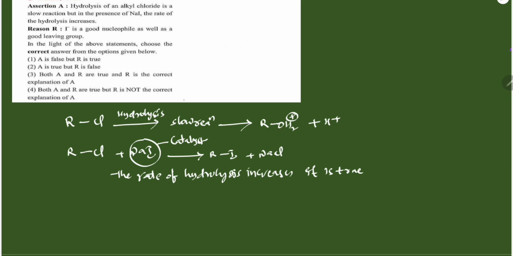In this example, I minus acts as a nucleophile. When the alkyl iodide hydrolyzes, it gives alcohols. The alkyl chloride reacting with sodium iodide to give alkyl iodide is a halogen exchange reaction.